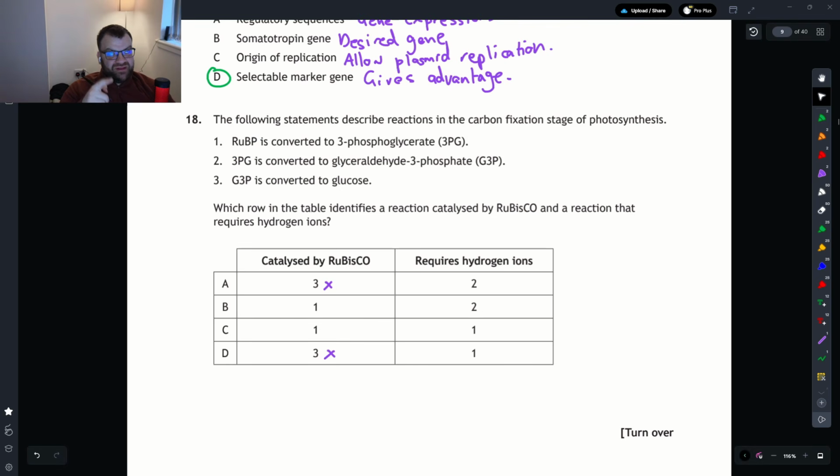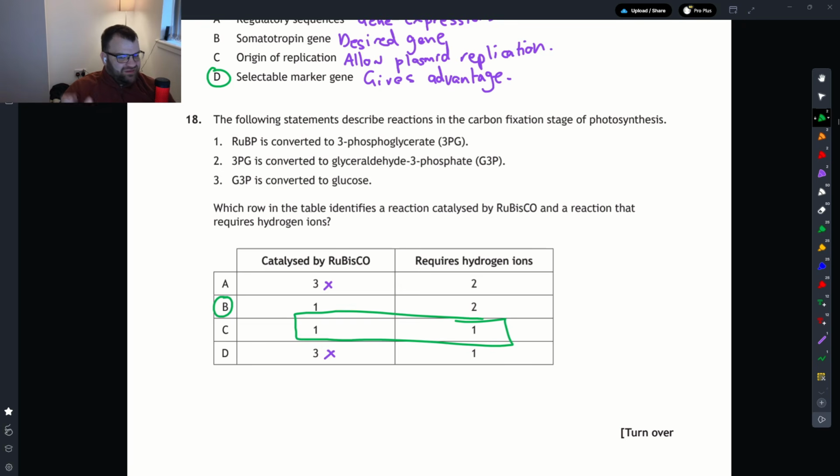After the 3PG has been made, it then requires hydrogen added to it, which then converts it into G3P, making the correct answer here B for this one. I was having a little internal debate thinking about, well, would they really give us one that has the same correct answer, both in one?